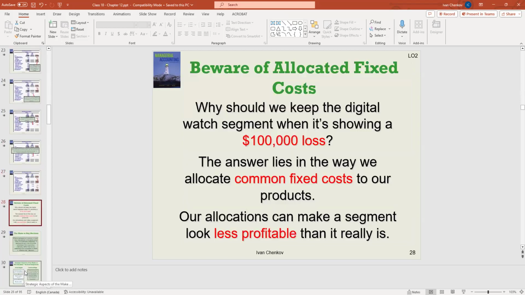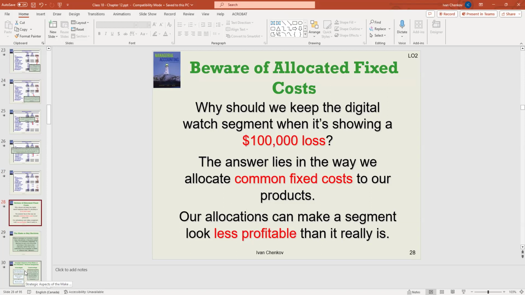Now, what is our problem? Our problem is allocating of the fixed cost. Common costs should never be allocated to segment reporting, because it actually makes that segment or product less profitable and looks like it's losing money. But if we eliminate it, we're not going to save. On the contrary, we're going to even lose more.